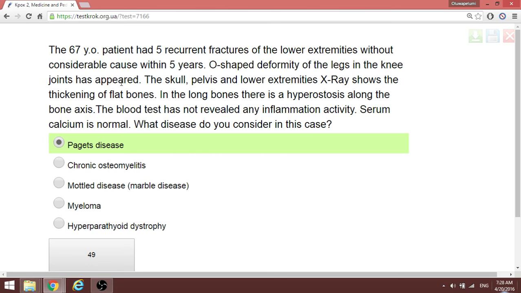You can possibly still have a normal serum calcium, yet in the bone we're having multiple fractures. What happens is that the bones get softened, they break, then they remodel, and in the process of remodeling they form abnormal shapes. So that's typical of Paget's disease. Bone is breaking down, they are trying to form again, and in the process of forming again, they become deformed. So that's Paget's disease. This is not chronic osteomyelitis, they would tell you about infection. In multiple myeloma, they would tell you about Bence Jones proteins. In hyperparathyroid dystrophy, they will tell you about abnormal levels of calcium, and that's all.